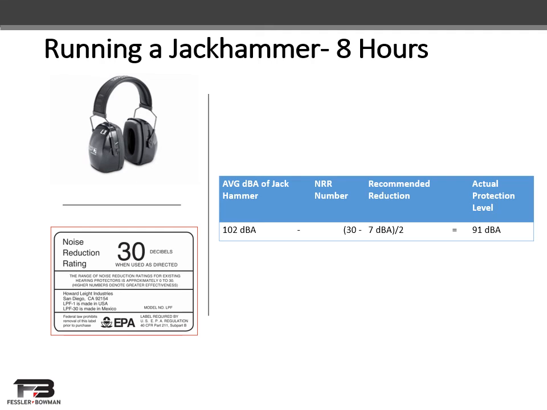This would still leave us overexposed after 8 hours, so we could either reduce the time the worker spends doing the activity to less than or equal to 6 hours, or we could also have him wear earplugs under the muffs. This would give him another 7 decibels of protection, reducing the exposure to 84, which is below the action limit of 85 decibels for the standard.